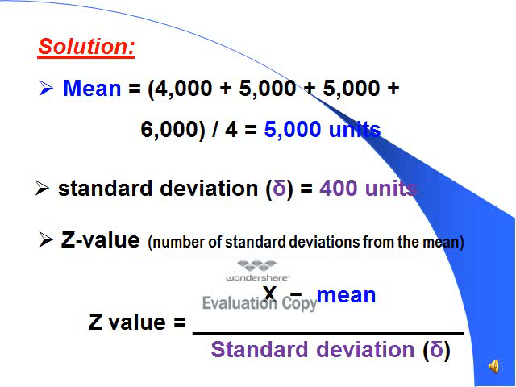The first step is to calculate the mean. The mean equals sales volume for the last 4 years divided by 4 years. That's mean equals (4,000 + 5,000 + 5,000 + 6,000) divided by 4, which equals 5,000 units. So the mean equals 5,000 units. The standard deviation sigma is given as 400 units. The third step is to calculate the Z value. Z equals x minus x bar, or mean, divided by sigma, or standard deviation.